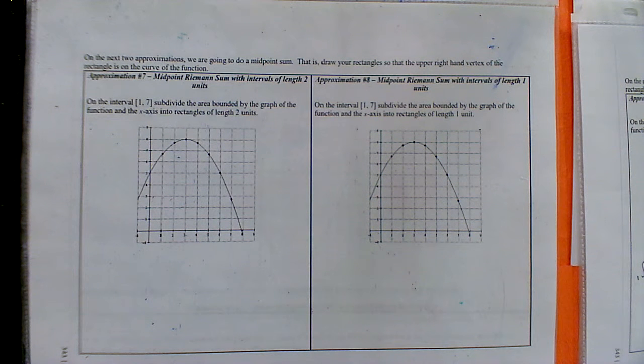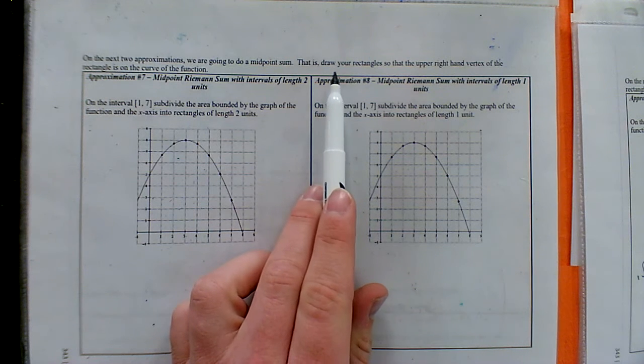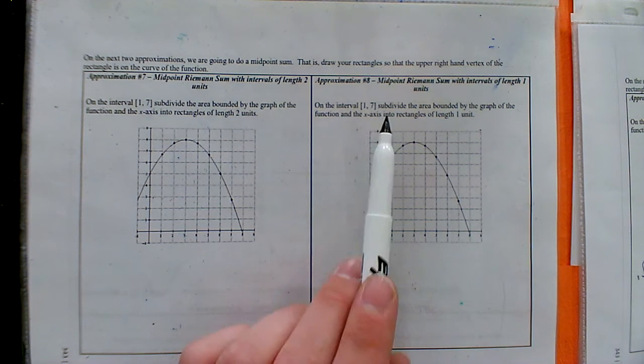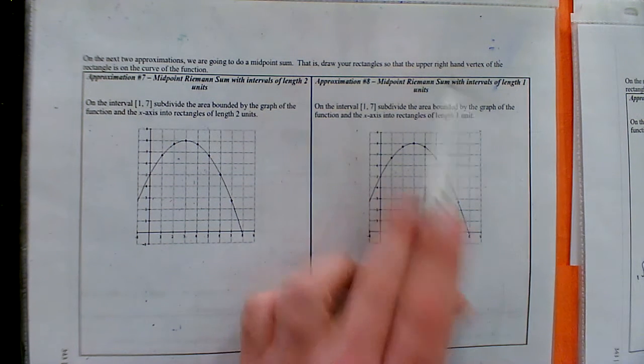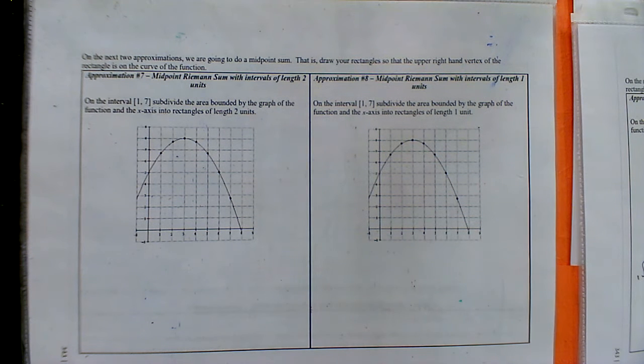That is, draw your rectangle so that the upper right-hand vertex of the rectangle... Okay, yeah, so that is the one, Daniel, you mentioned yesterday, right? Yes. I think the directions in this one are actually wrong. You should draw the rectangle so that the midpoint is on the curve, so it's not the right-hand vertex on the curve. So if you want to cross that out, the right-hand vertex should not be on the curve. The midpoint is going to be on the curve.